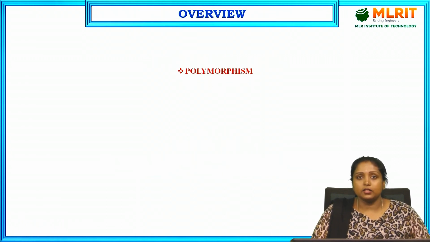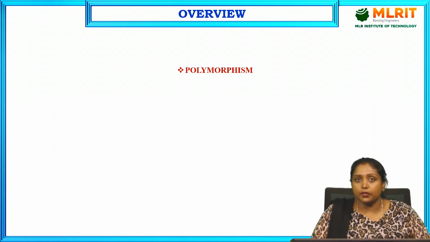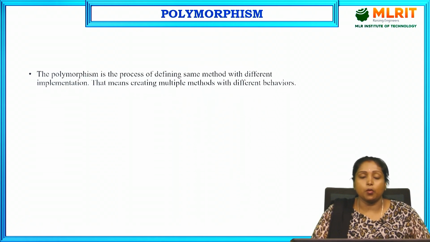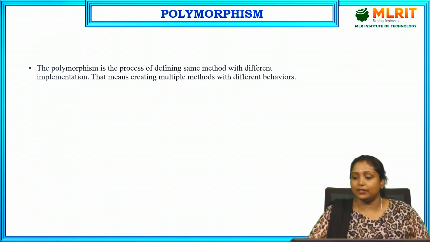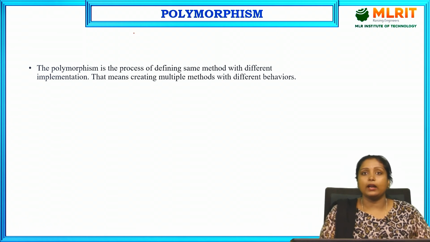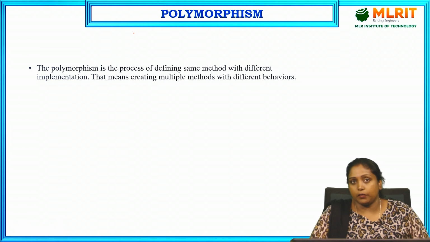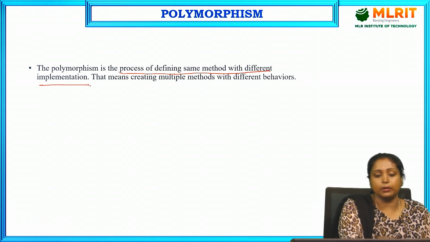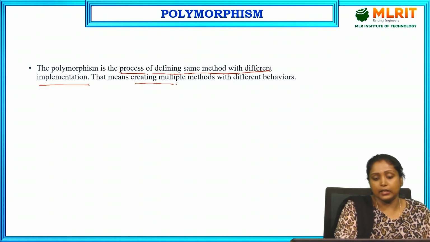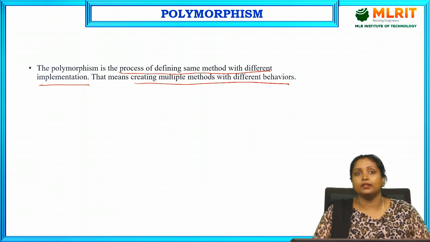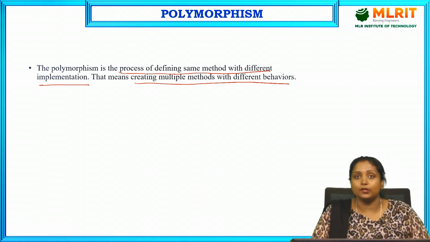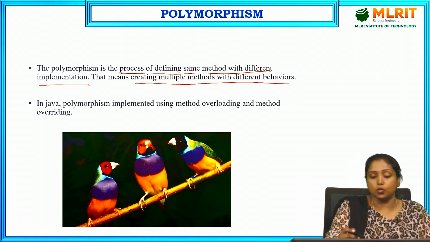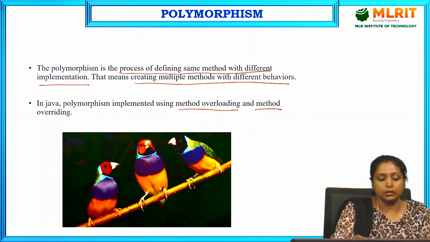So in this session you are going to learn what is polymorphism, what is ad hoc polymorphism, as well as what is method overloading. Coming to polymorphism, which we have discussed in the last class: one in many forms is known as polymorphism. You can say it is a process of defining the same method with different implementations, that means creating multiple methods with different behaviors. Polymorphism can be achieved in Java using two concepts, which are method overloading and method overriding.